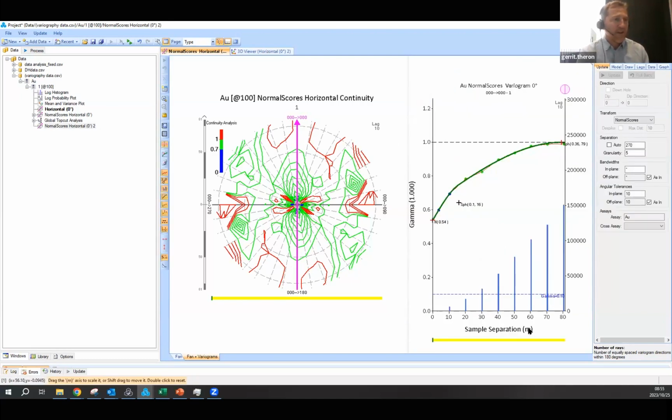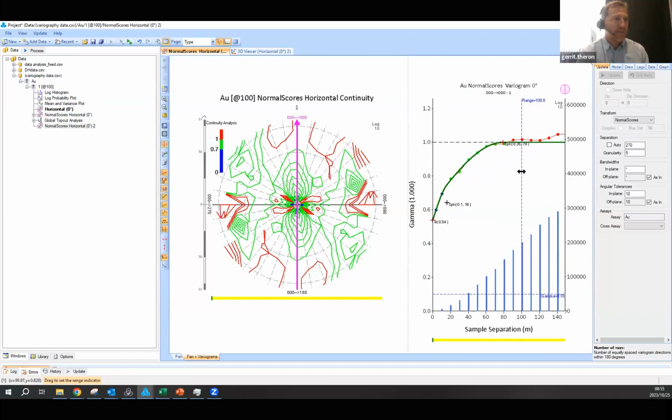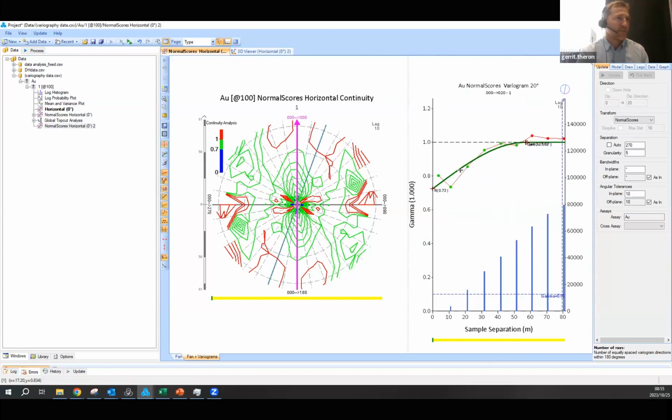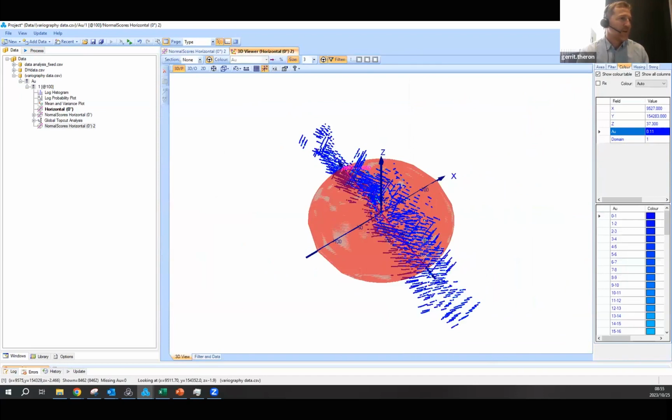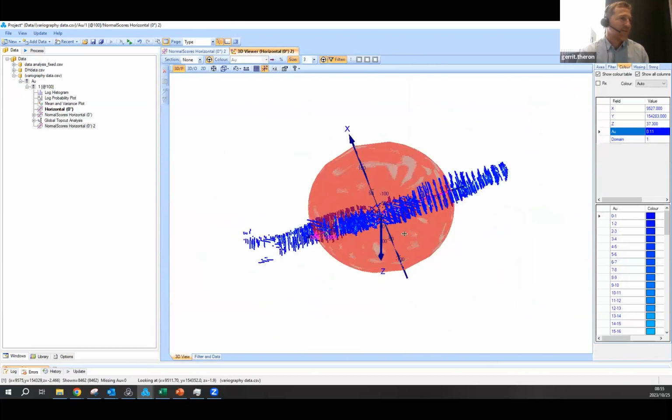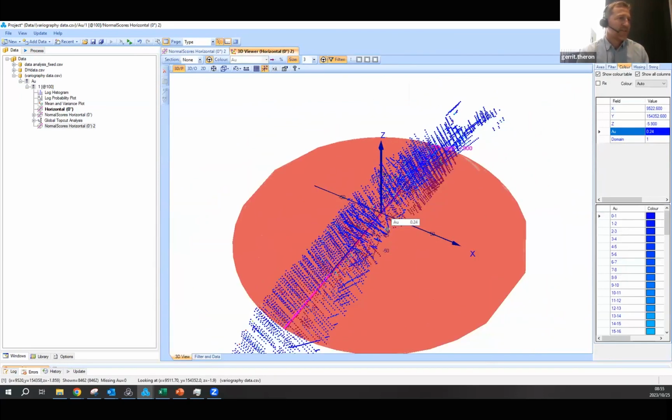I can look into the variograms. I can see, yep, that's about 80 meters. And I can go through the different directions and see if there's something further. But I know this data, so I'm going to stick to that direction. We can view it in the 3D viewer and we can see, yep, it aligns to our data. So I'm going to go with that.